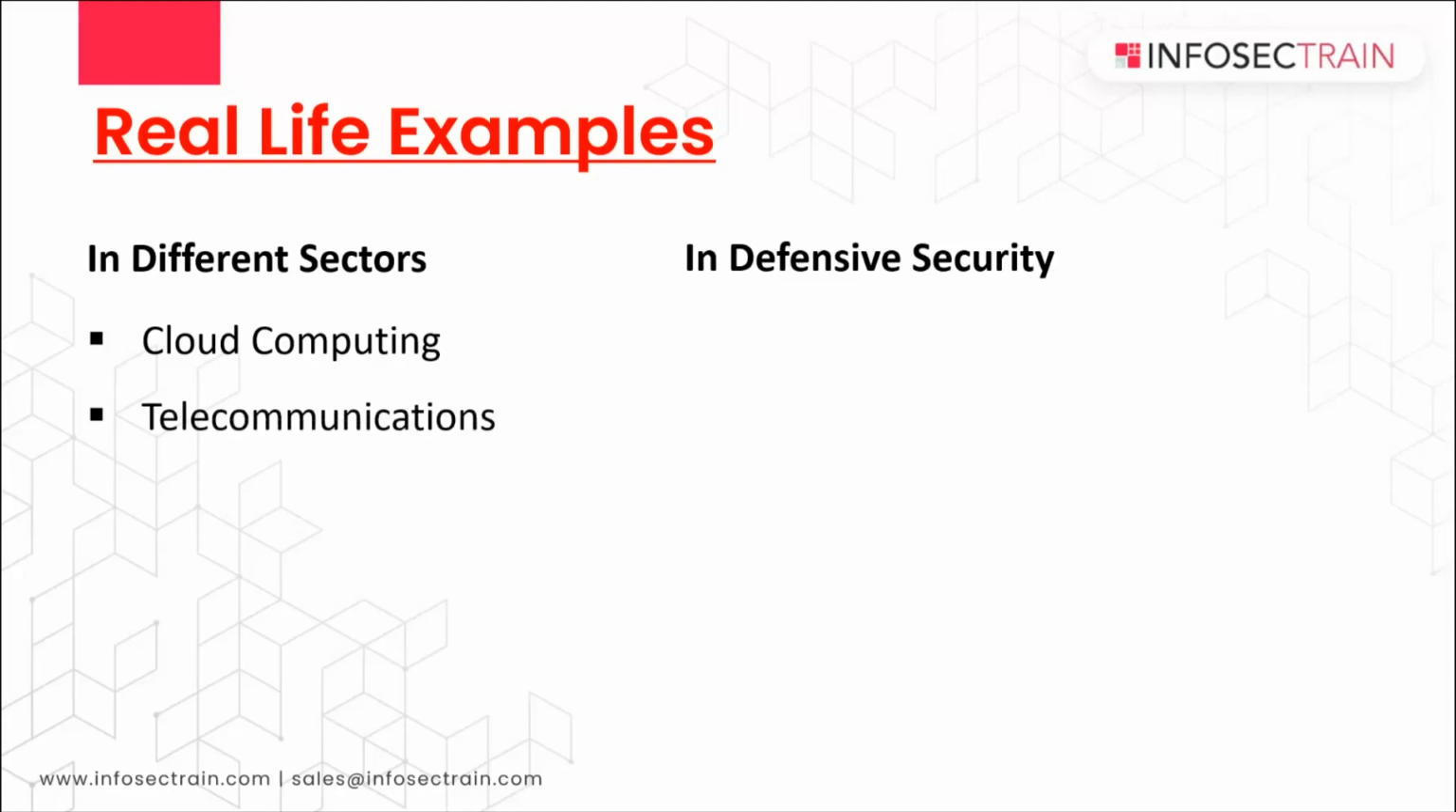Then you will find another network redundancy example in telecommunications as well. Telecommunications providers use network redundancy to ensure that their services are always available to their customers. They often use redundant network connections and multiple data centers to ensure that network traffic can be automatically rerouted in the event of a network outage. Then what about next? Banking and finance as well.